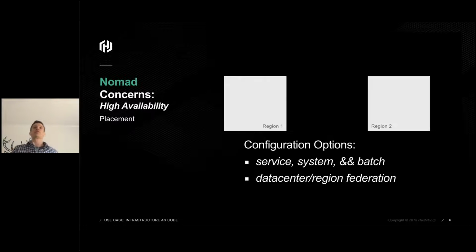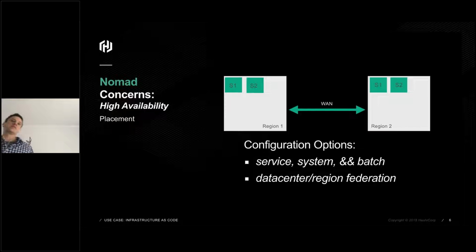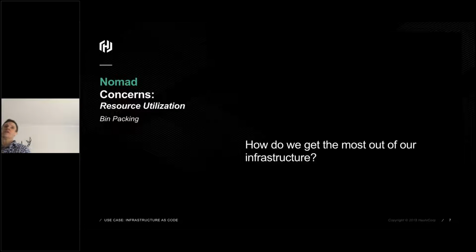But Nomad also provides us the ability to extend this across regions with WAN. So basically we can leverage Consul to communicate between regions and allow for service discovery and deployments across our regions and the data centers housed within.